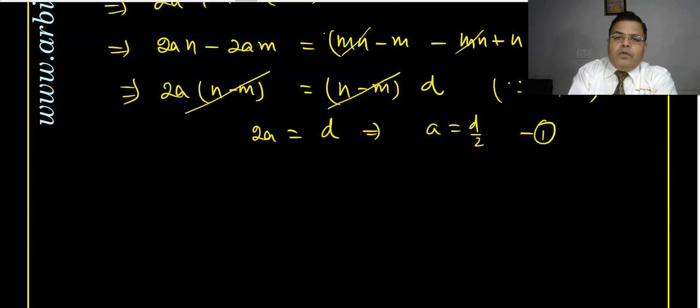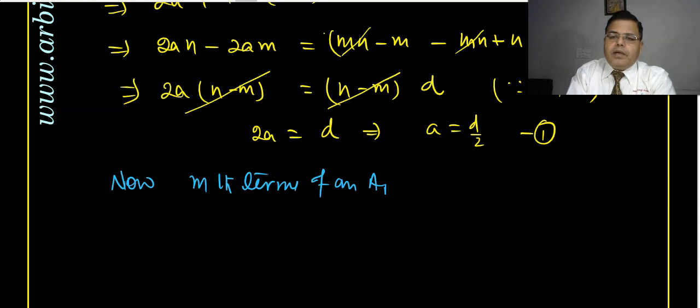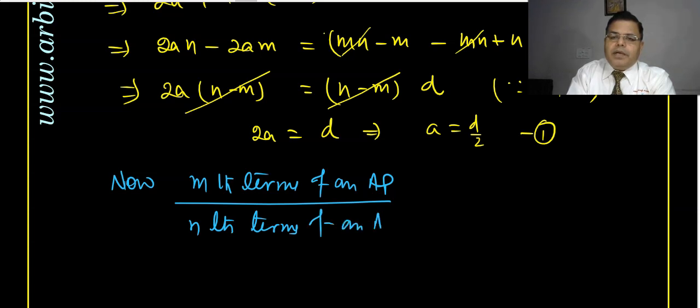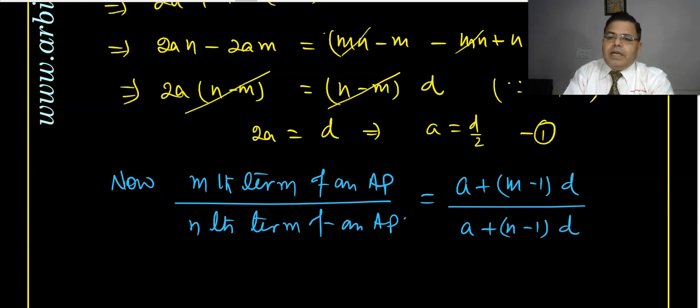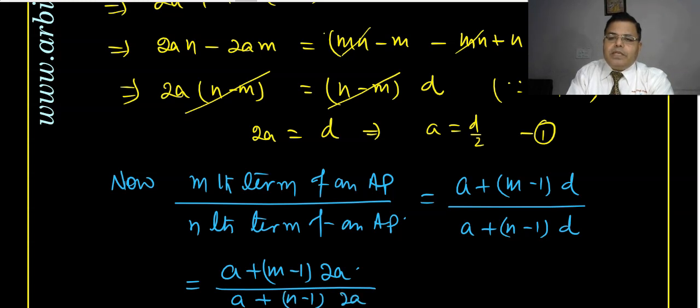Now the ratio of mth term of an AP upon nth term of an AP. What is mth term and nth term of an AP? So a plus m minus 1 into d, and a plus n minus 1 into d, but d is 2a. So this will be a plus m minus 1 into 2a, and a plus n minus 1 into 2a, since d is 2a.